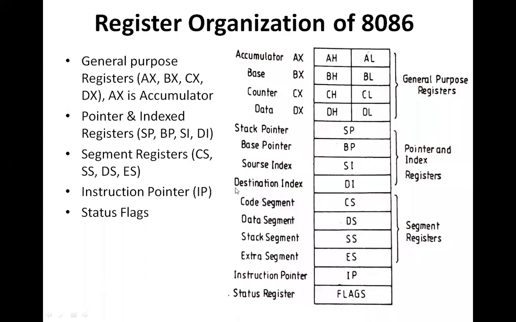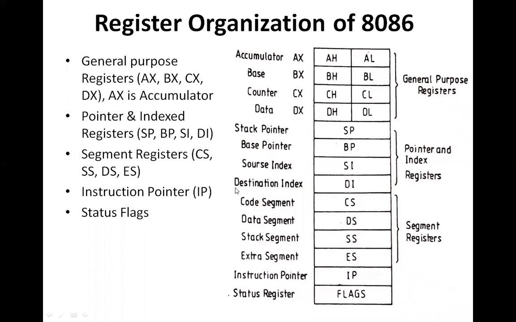So the register organization of 8086 consists of many different types of registers. The first section is called general purpose register. Second one is the pointer or the index register. Third one is the segment register, then instruction pointer and the status flag.